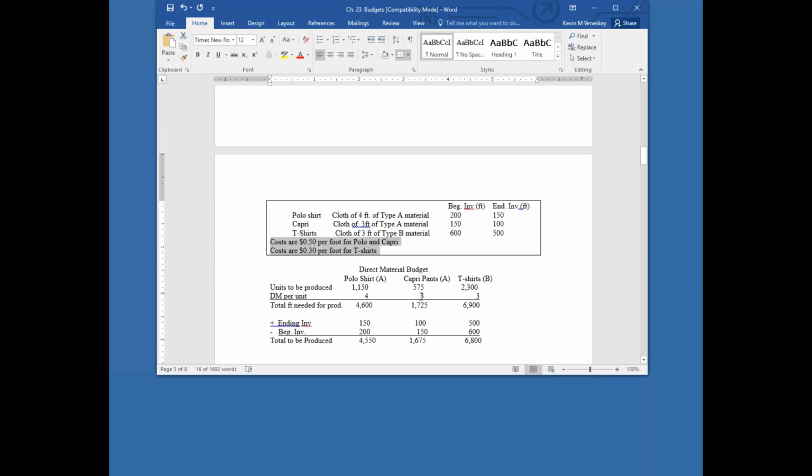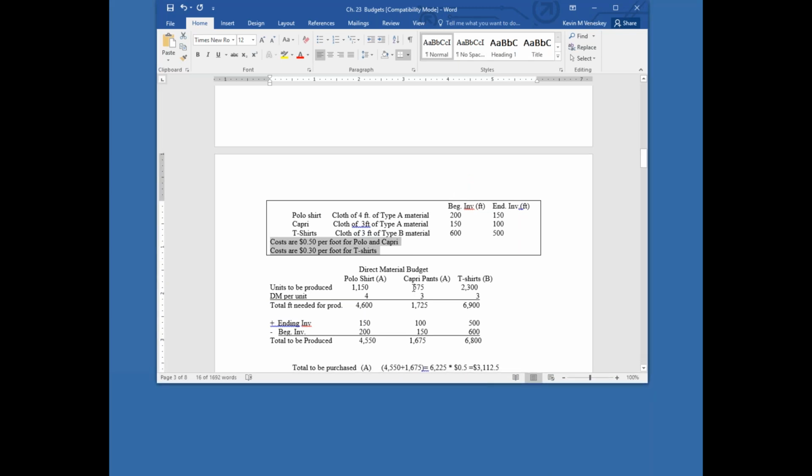Now it's at this point that I can go ahead and combine my type A, because I'm ready to go ahead and determine how much costs I'm going to incur. Well, for material A, I know I need 4,550 in feet, 1,675 more feet for material A. Combine those. So I need a total of 6,225 feet of material. And up here it tells me it costs 50 cents a foot. So in total, in my materials budget, I need to have $3,112.50 set aside for materials.